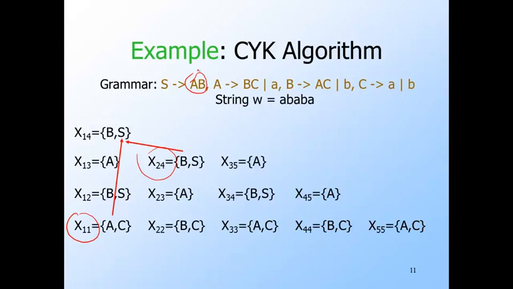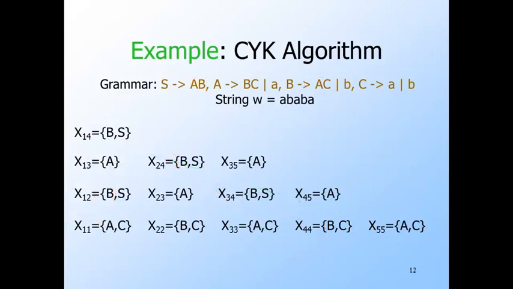Now we move up the column to X12 and down the diagonal to X34, but pairing B or S with B or S doesn't give us any right sides. So we proceed up the column to X13 and down the diagonal to X44, and we pair A with B or C. AC is a body, and it justifies our putting B into X14.